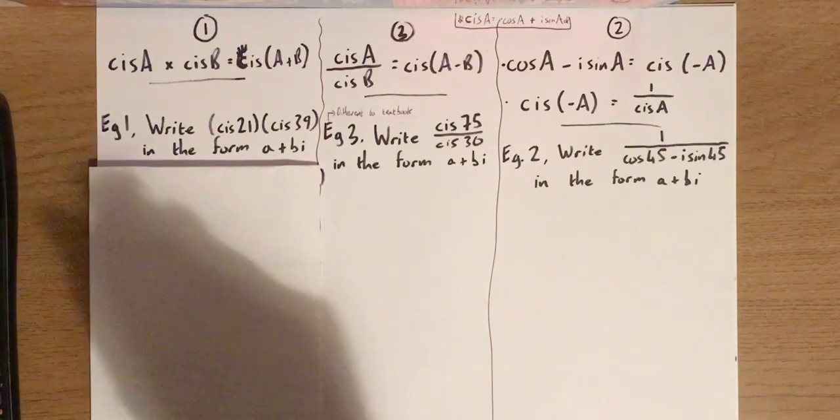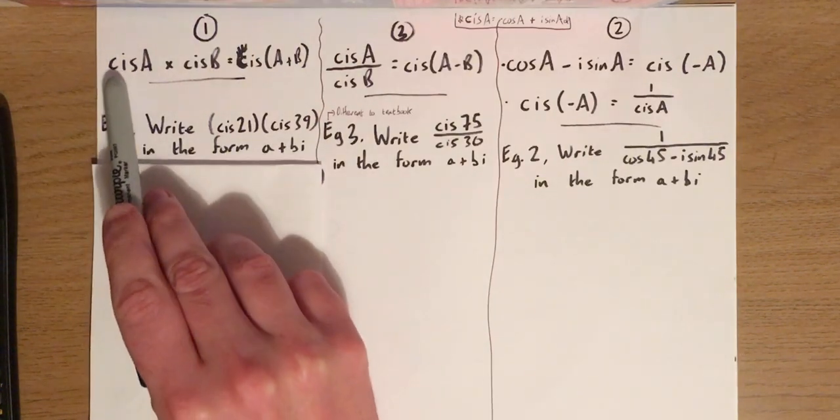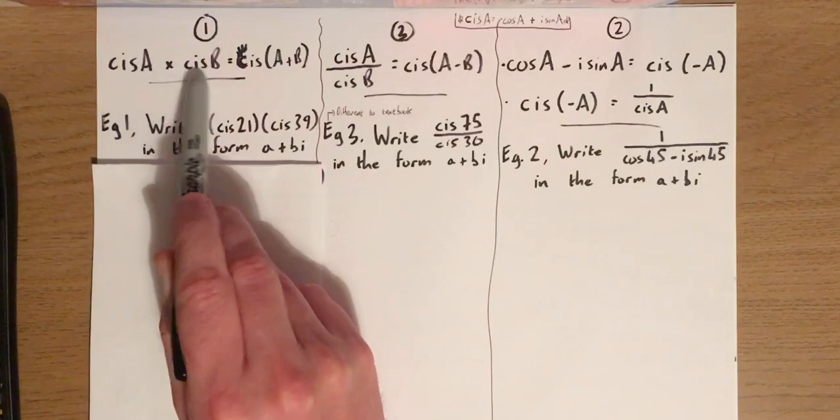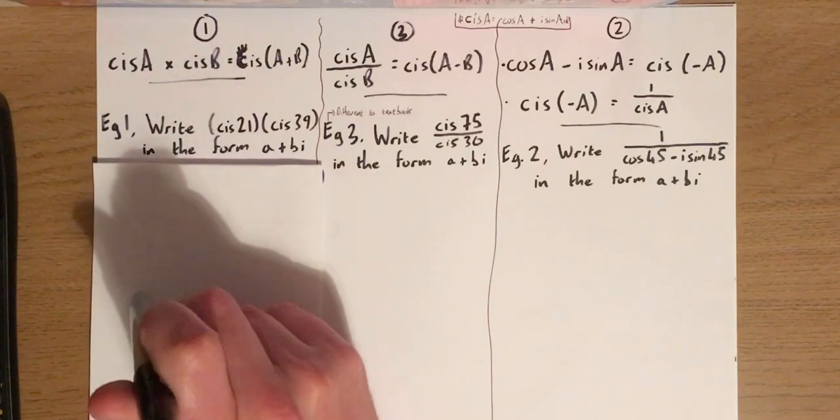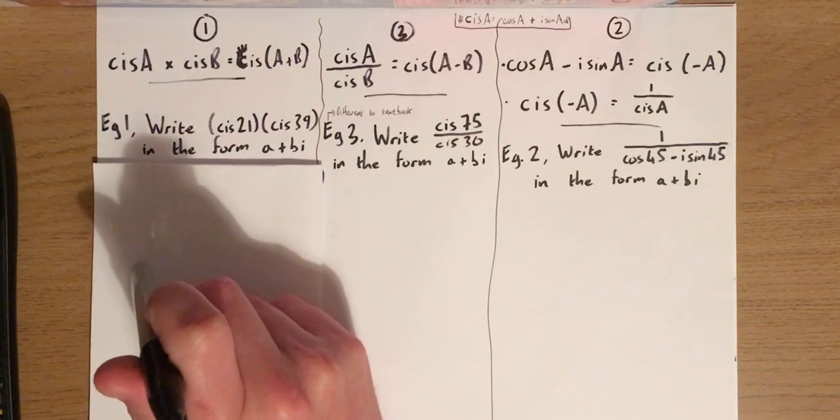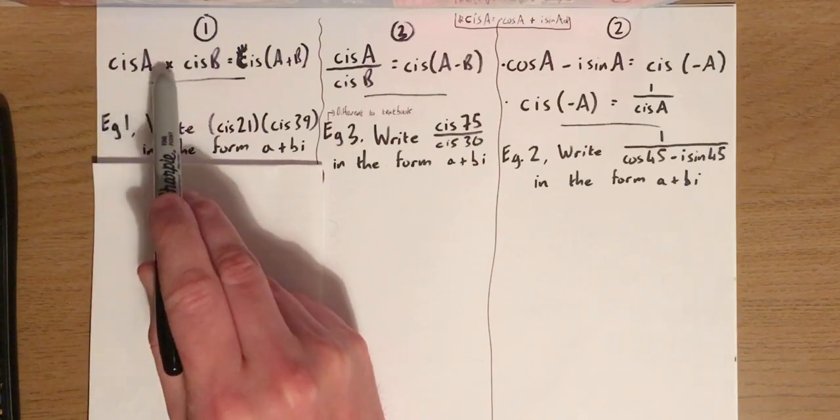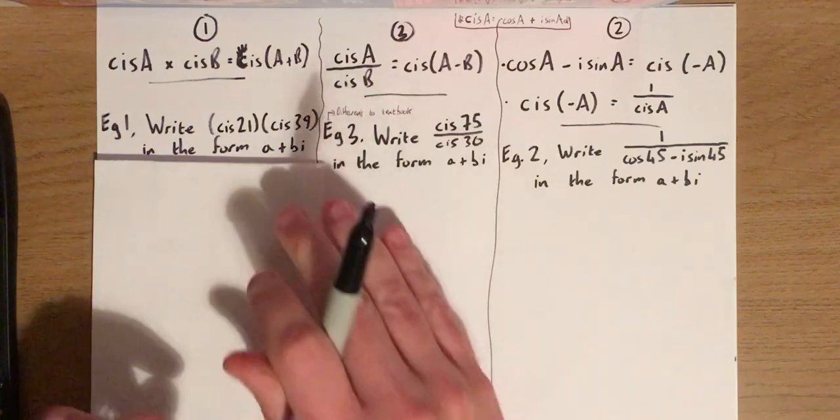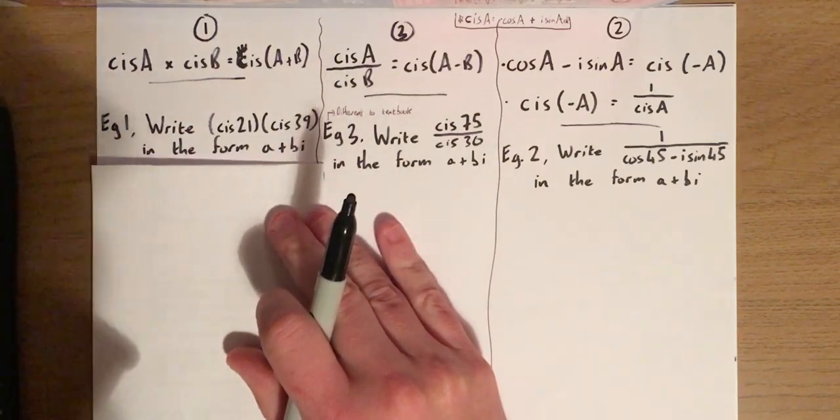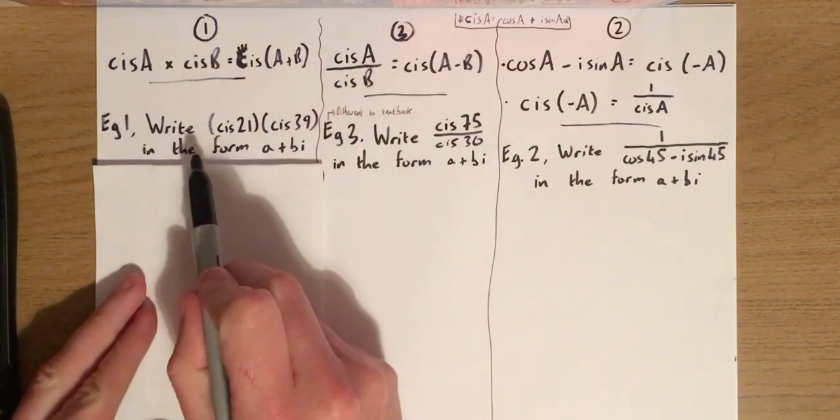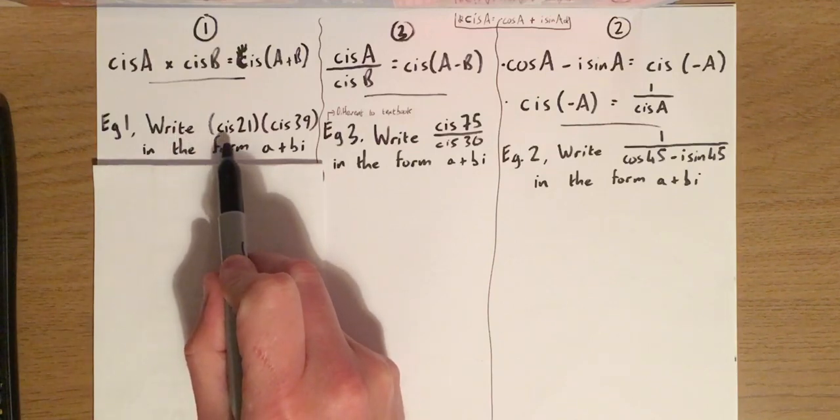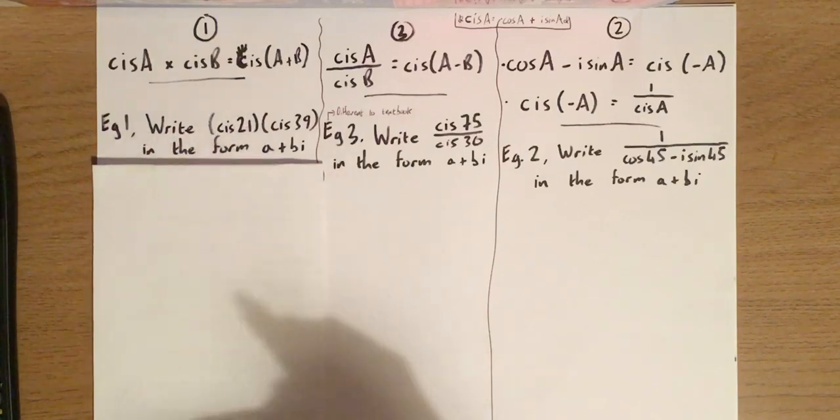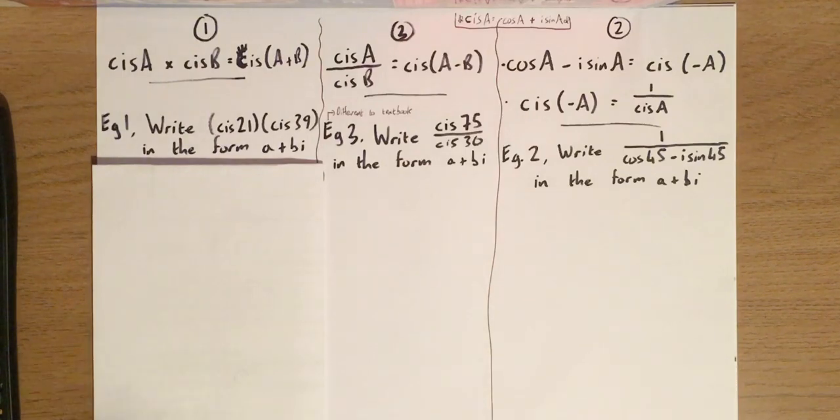All right. So the first one is that the cis of A multiplied by the cis of B is the cis of A plus B. So to multiply two cis's together, just add the angles. I'm just going to do the example which is in your book on page 285, which is to write the cis of 21 multiplied by the cis of 39 in the form a plus bi, so as a single complex number in rectangular form.